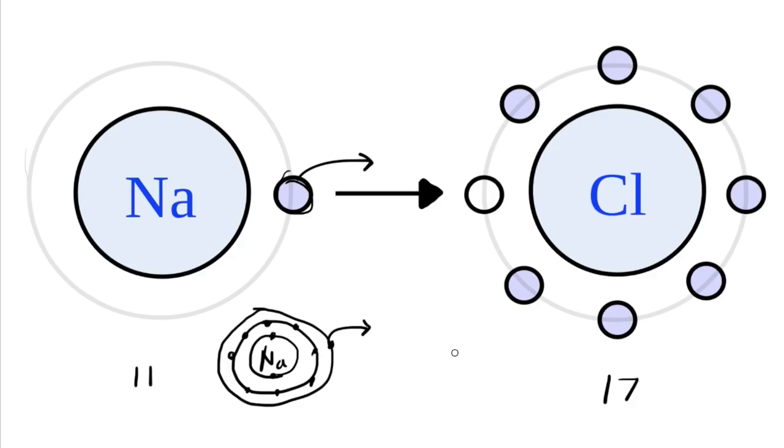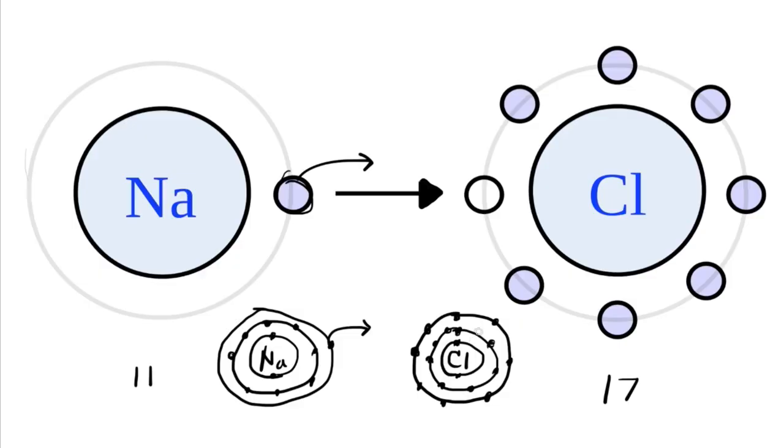Let's do the same thing for chlorine. Okay, we have 2 that fill the first shell, and then we have 8. That brings us to 10, which leads us to our valence shell that has 7. And by accepting this electron from sodium, now chlorine, or chloride, has a full valence shell.